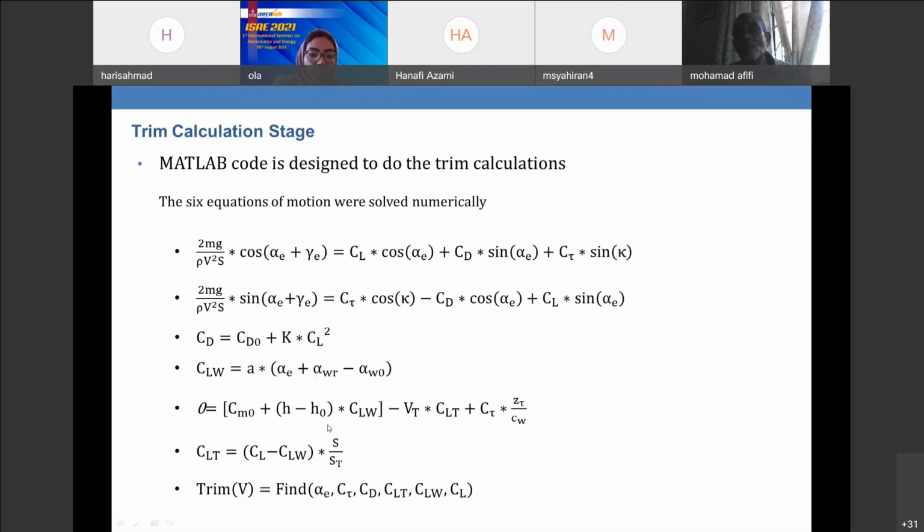We solve this numerically to find the values for the angle of attack, the thrust coefficient, the drag coefficient, the lift coefficient for the tail and for the wing, and the total lift.